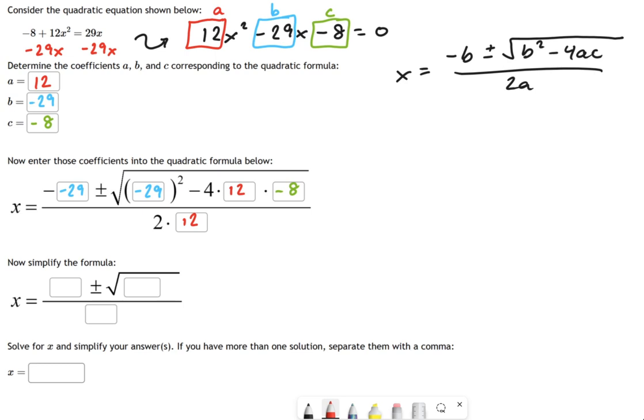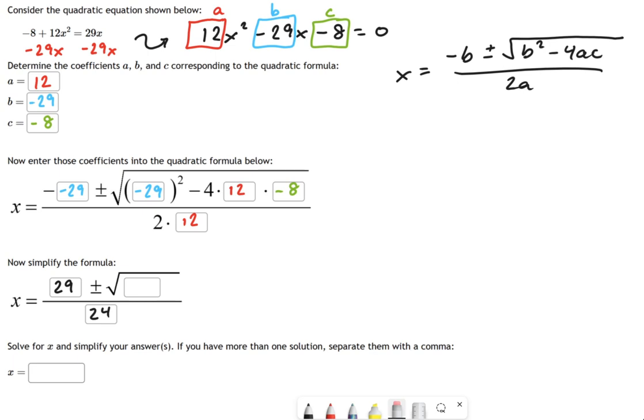Now we move on to the simplification step. And I know two of these things very simply, right? Negative 29 just makes positive 29. Okay, that's very quick. And on the bottom, 2 times 12, well, that's not too bad. That's just 24. Okay, so now we move on to the discriminant part, the part under the square root.